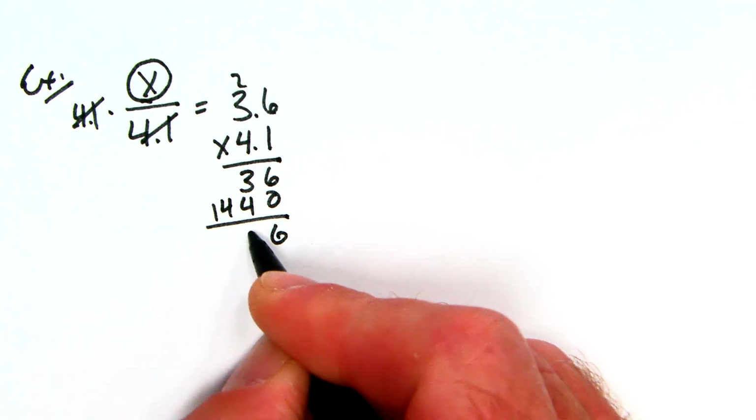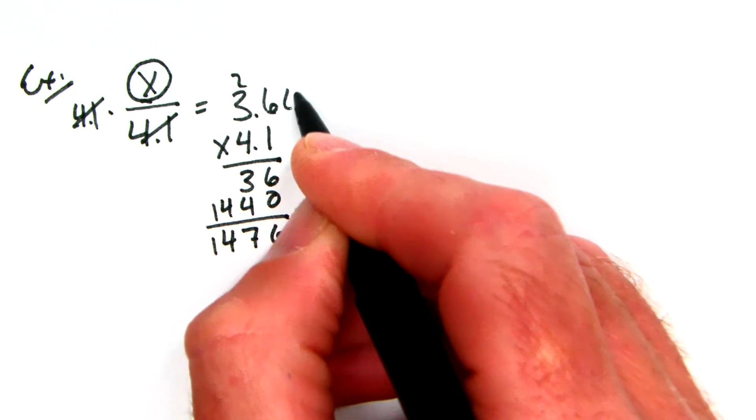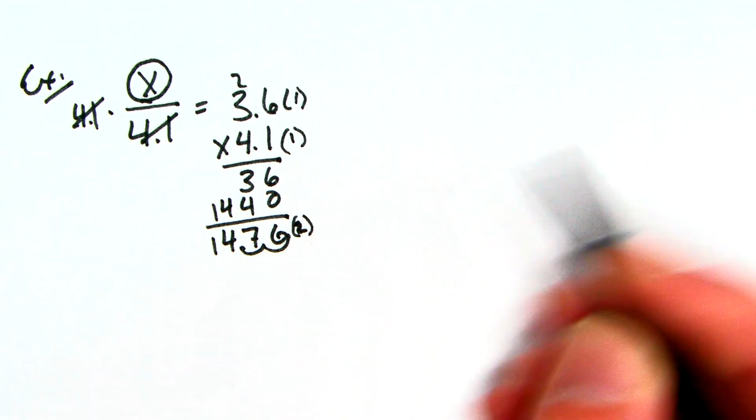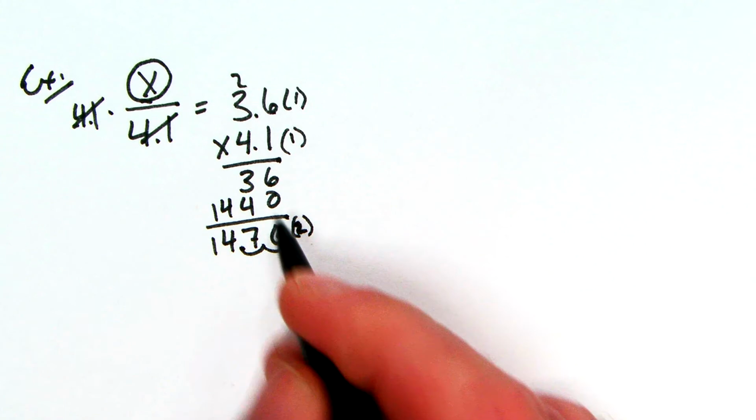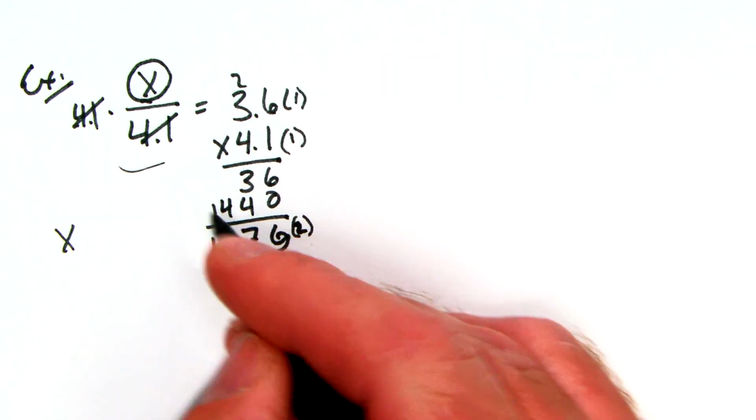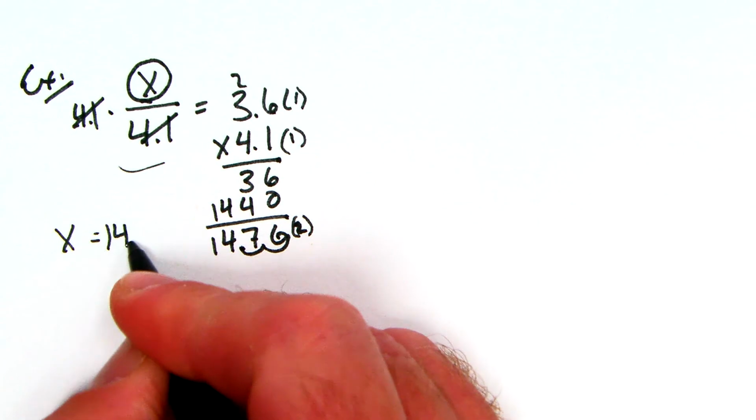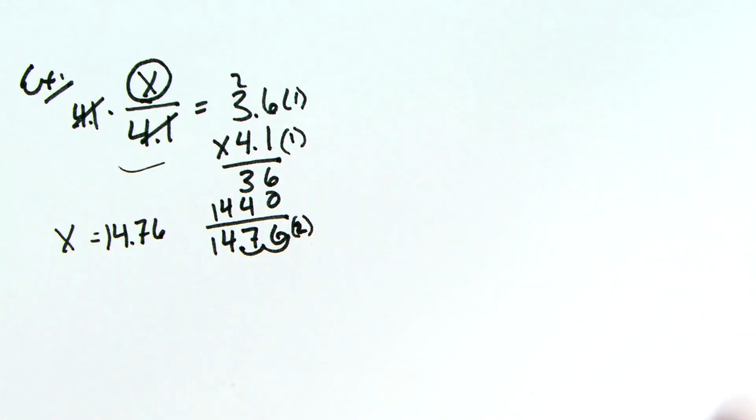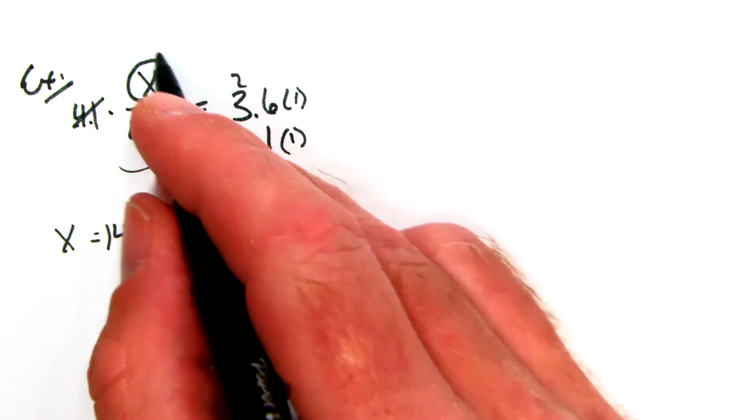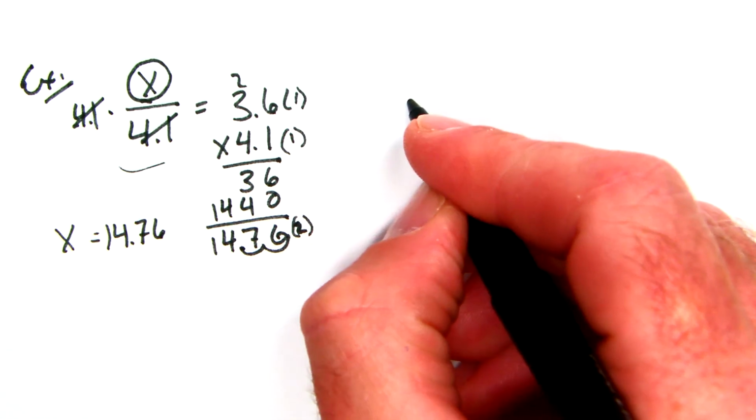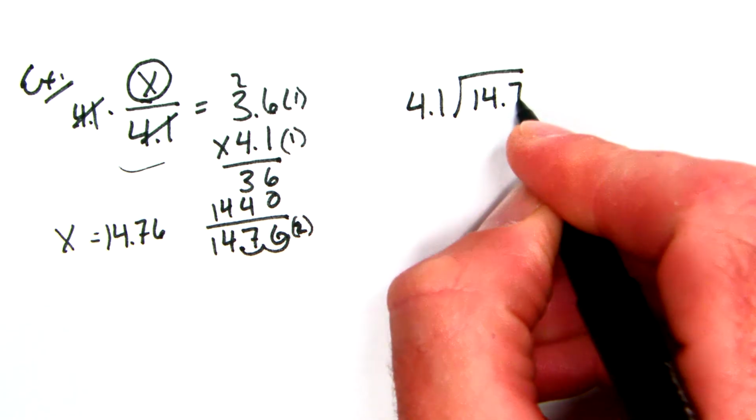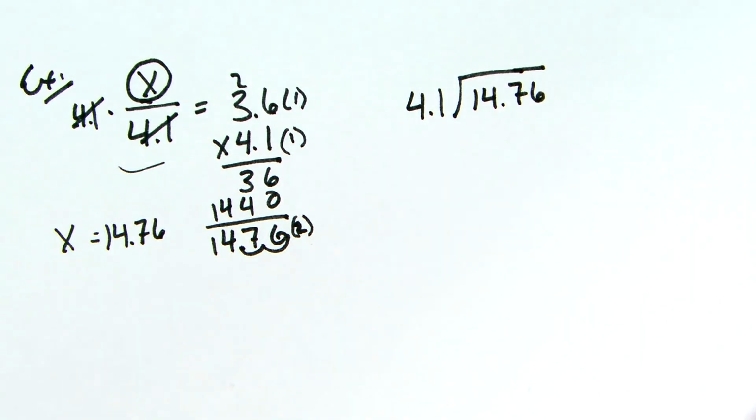We have one decimal spot there, so two spots in our answer, 1, 2. It gets us 14 and 76 hundredths. The only thing left on this side is our x, and the only thing left over here is 14 and 76 hundredths. Let's go ahead and plug it back in. It was division, so we're going to write it out as 14 and 76 hundredths divided by 4 and 1 tenth.